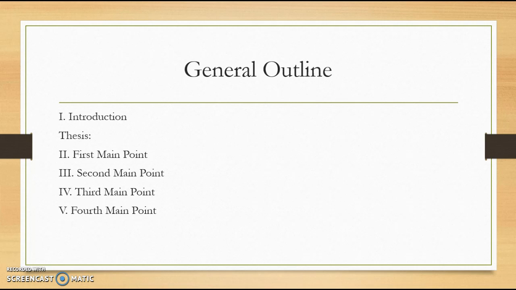A common practice is the 3-1-3-1 essay or the 5-paragraph essay, but this is college English, and you do not have to do that anymore. You can have 2 points, you can have 4, 5, however many is necessary. So whenever I ask for a general outline, this is basically what I'm looking for, single sentences or bullets for each of these points.